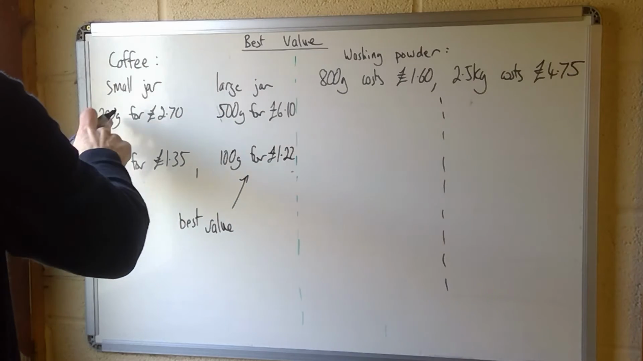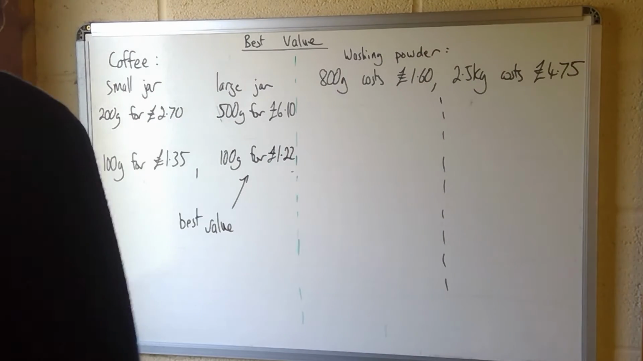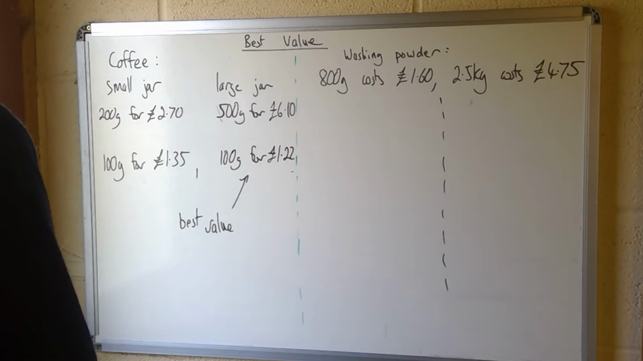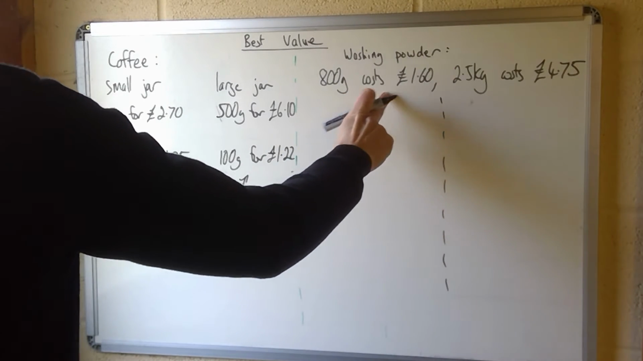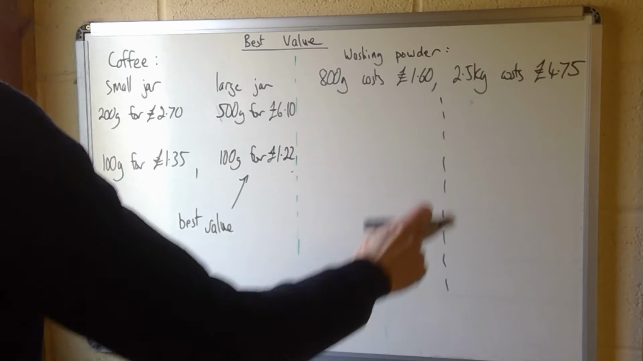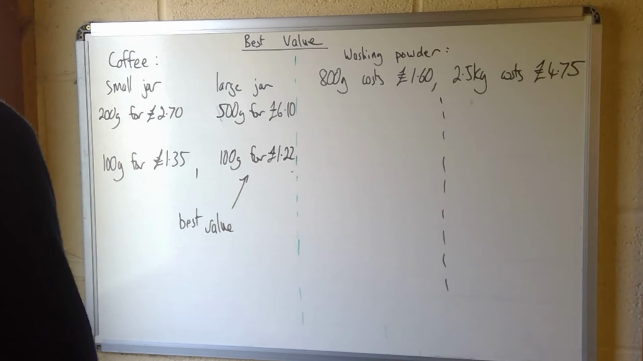The numbers were quite friendly there, the amount we had to compare. This second example, a little bit more difficult. I've got washing powder, it's 800 gram packet, costs £1.60, and a larger packet, 2.5 kilograms, costs £4.75. There's two different ways of doing this.